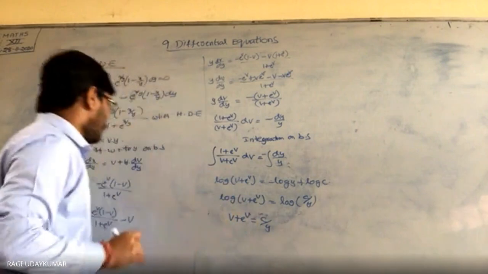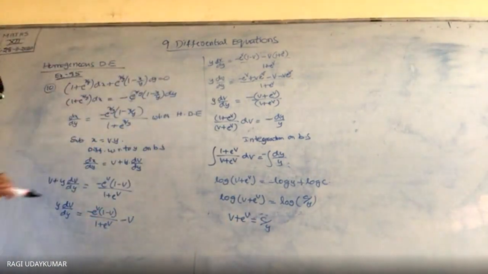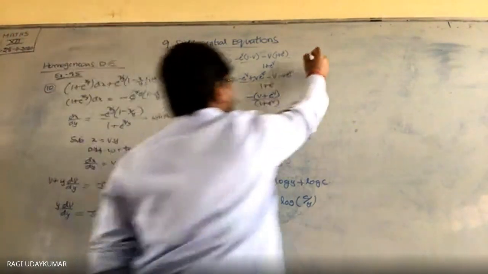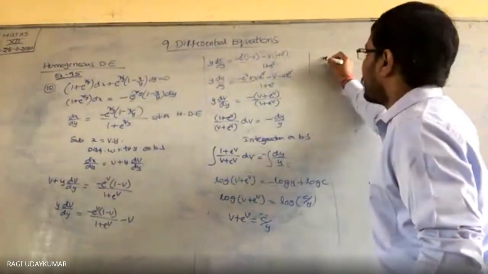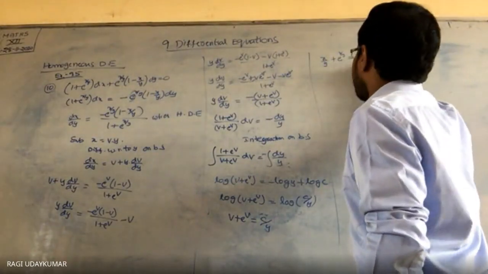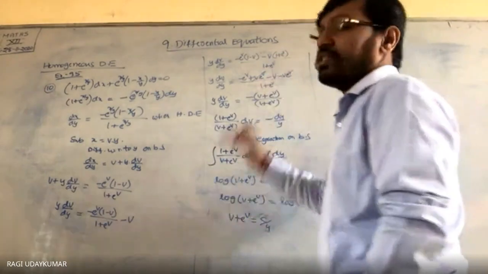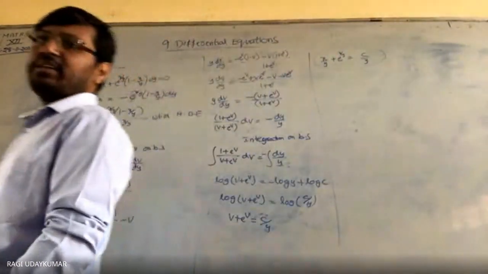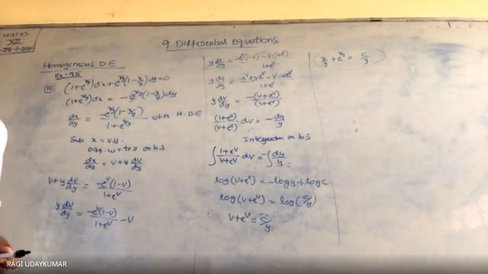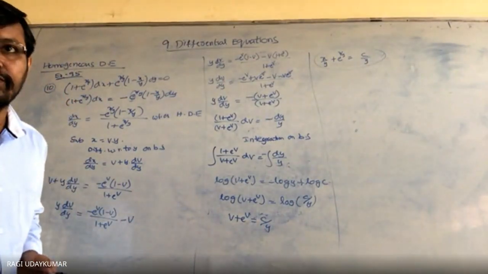So v is equals to what? x by y. Please do remember x by y. Here you need to replace v with x by y. So x by y plus e power x by y is equals to c by y. This is the final answer, that is the solution of this differential equation. Did you understand?